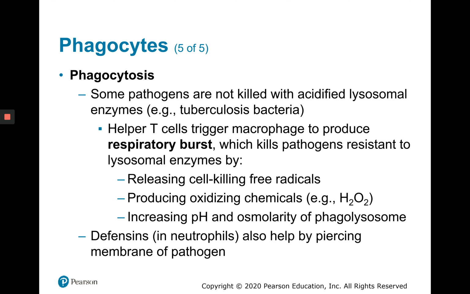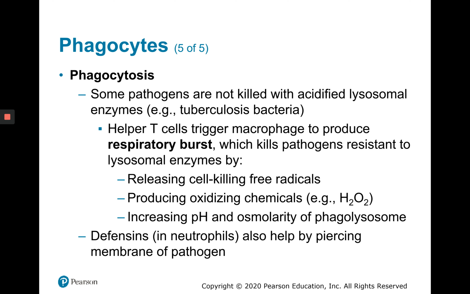Phagocytosis is not always effective because some pathogens are not killed by those acidified lysosomal enzymes. An example would be tuberculosis bacteria. But luckily, we can get help from the helper T cells of the adaptive immune system in order to enhance the phagocytic nature of macrophages. If helper T cells trigger macrophages to produce a respiratory burst, we have a second mechanism by which we can kill pathogens that were resistant to those lysosomal enzymes.